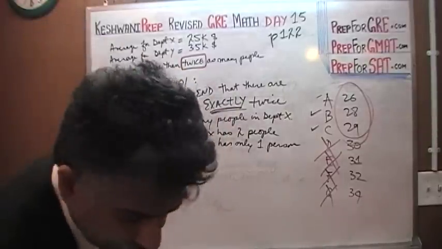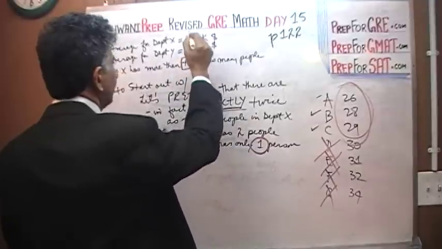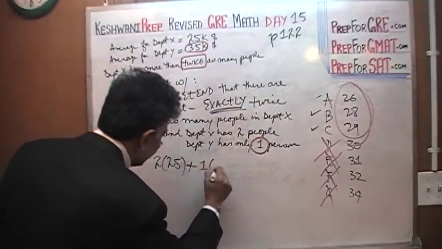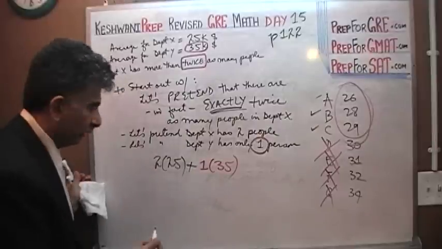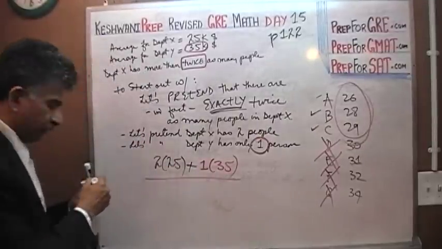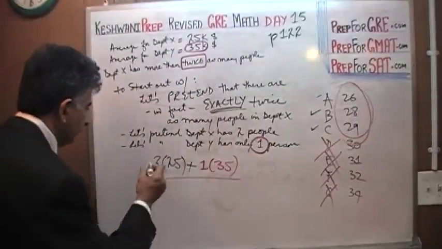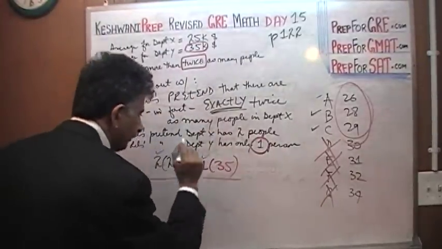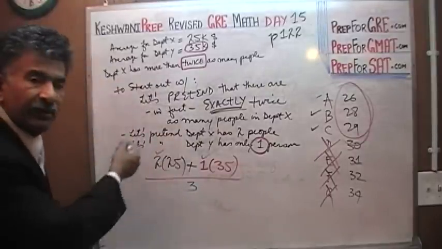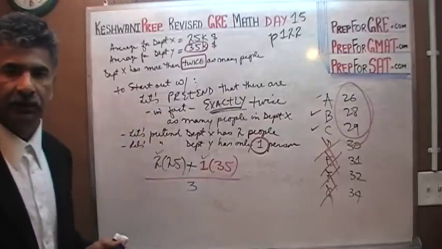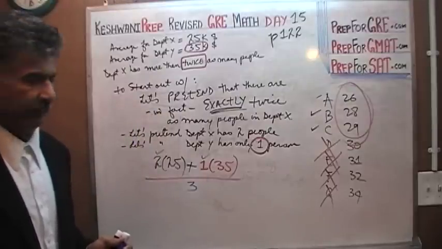Let's do it in a different color. Department Y has 1 person with the average of 35, so it's 1 times 35. That 1 times 35 was not necessary because I could have just written down 35. And now altogether we have 3 people in the entire firm: 2 people here, 1 person here, 3 people. Voila. This is the overall average for the entire firm if there were 3 people in the firm, 2 in Department X, 1 in Department Y.